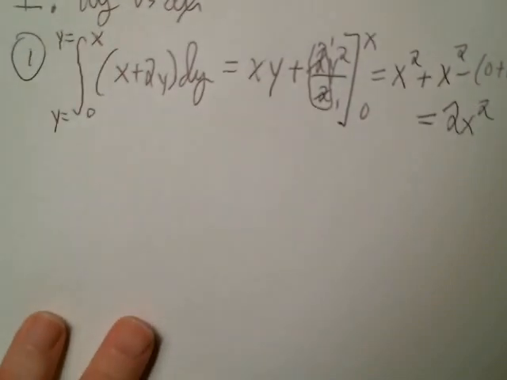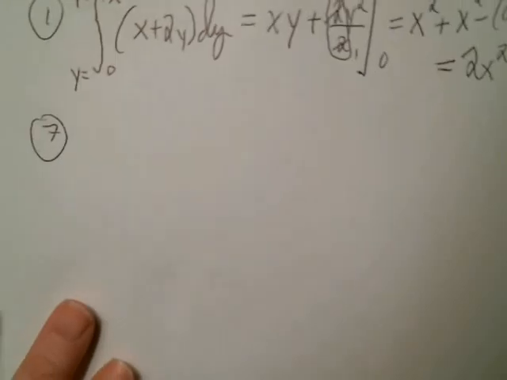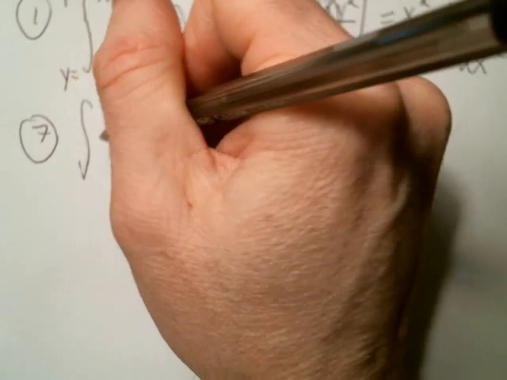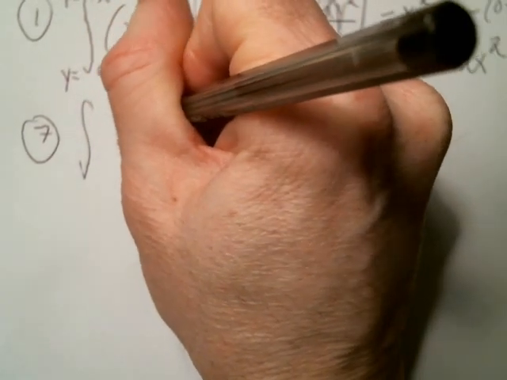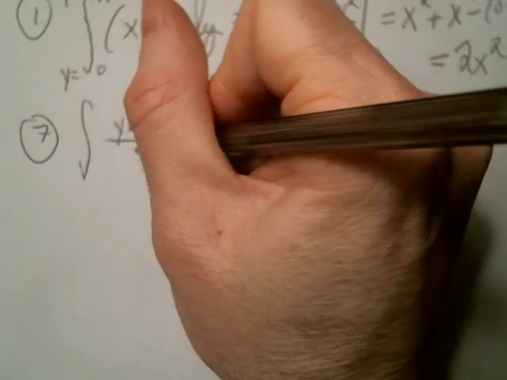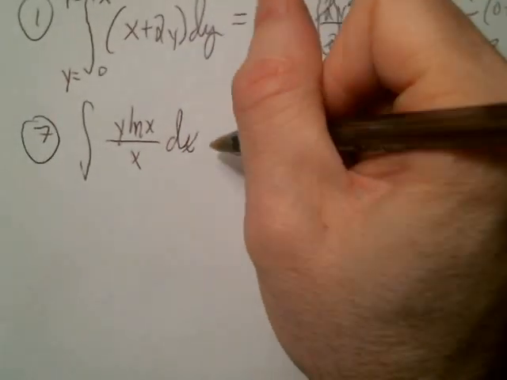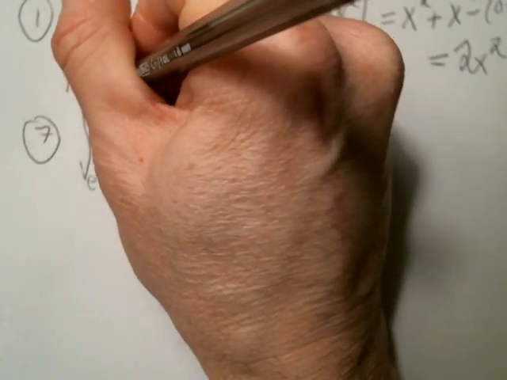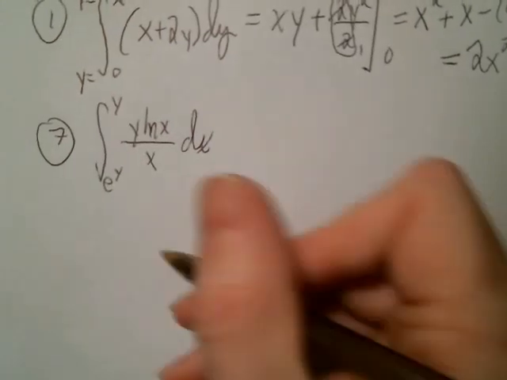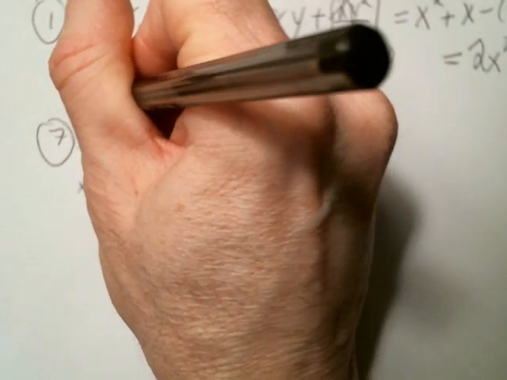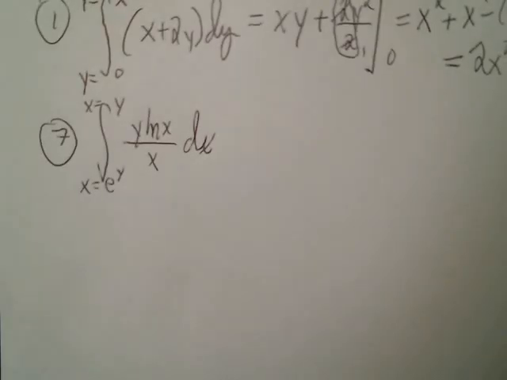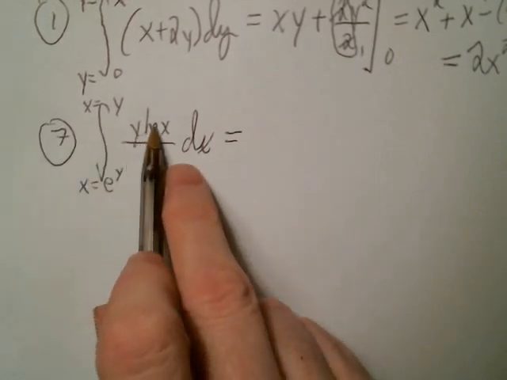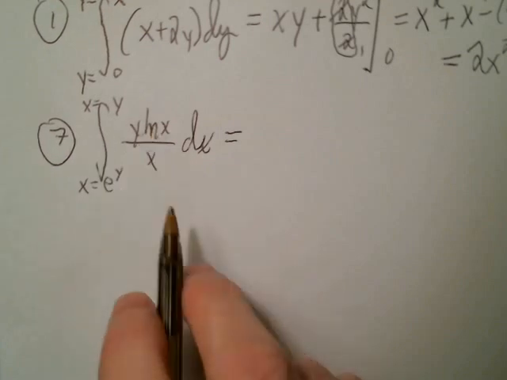Okay, so there's one. Let's look at another one, this time with respect to x. So I have the integral of y ln x all over x, and then dx. Y is presumed to be greater than 0, and we're integrating from e to the y to y. So you could literally think of this as x equals e to the y to x equals y. Right? And you're pretending the y is a constant. So really you could, if you wanted to, factor it out of the integral. I'm just going to leave it there though.